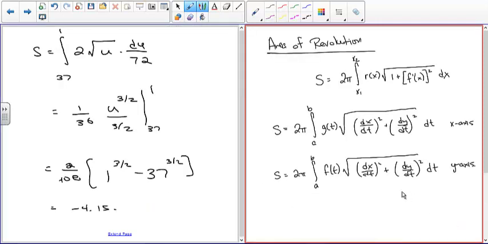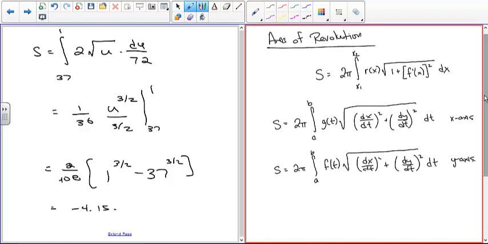So we also had areas of revolution, and so the rectangular form was we took the radius as a function of x, which was usually just the y coordinate, which is the function, and then you multiply by the square root of 1 plus f prime of x squared dx. So you have that extra term here. Depending upon whether you're rotating around the x-axis or the y-axis, you have a different equation.